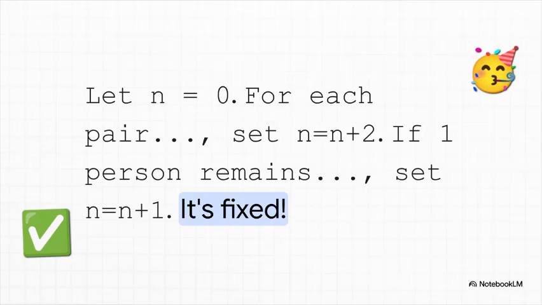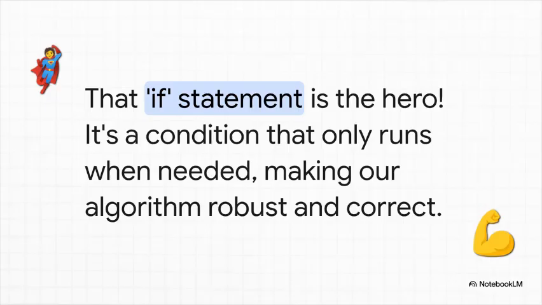We just need to give it one more instruction, a way to handle the odd one out. And here it is, the final, perfected version. We keep the first part, counting by pairs, but we add a brand new line. A simple but powerful instruction. If there's 1 person left over, then just add 1 to the final count. That little if statement, that's the real hero here. It's what's called a condition. It's like a special rule that only kicks in when it's needed, only when it sees that lone, unpaired person. And with that one little addition, our algorithm is now both fast and correct. It's robust. It'll work for any number of people you throw at it.